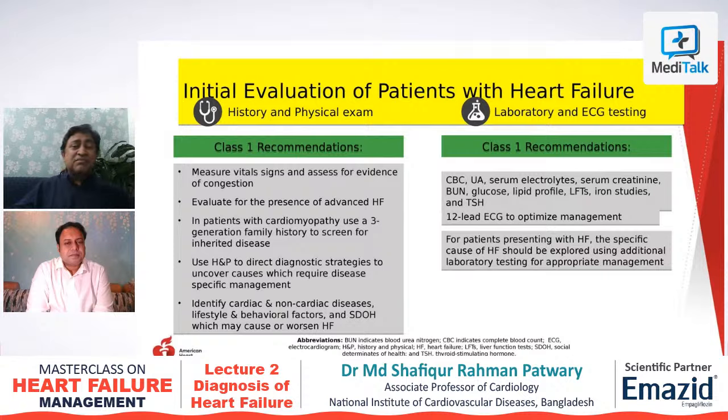As well as some laboratory investigations, they recommend as class one, that is complete blood count. Why complete blood count? Most of the guidelines say that anemia is an important factor related to heart failure, both as a comorbid condition and as a precipitating factor. So complete blood count is a very important investigation. Next, urine analysis.